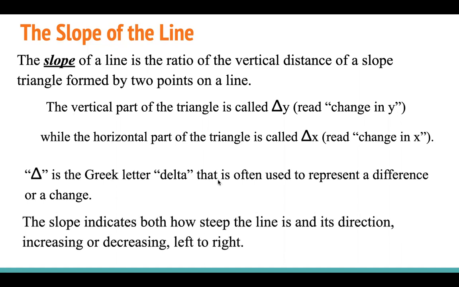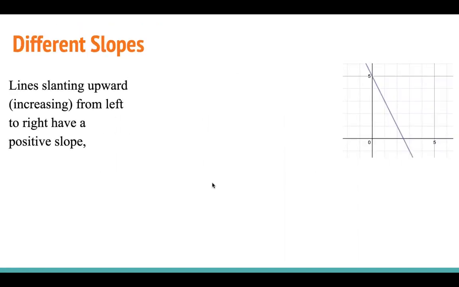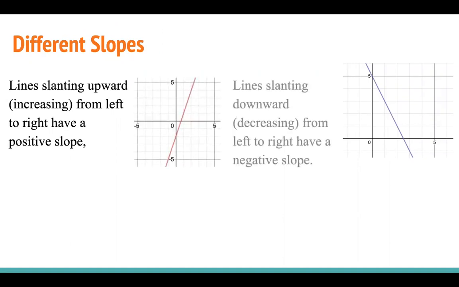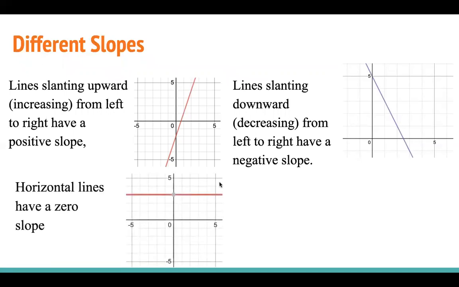The slope indicates both how steep the line is and its direction, increasing or decreasing when I'm going from left to right. So, different slopes. Lines slanting upward from left to right have a positive slope. Lines slanting downward, decreasing from left to right, have a negative slope. Horizontal lines have a zero slope.